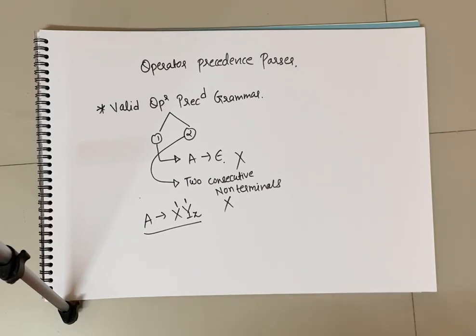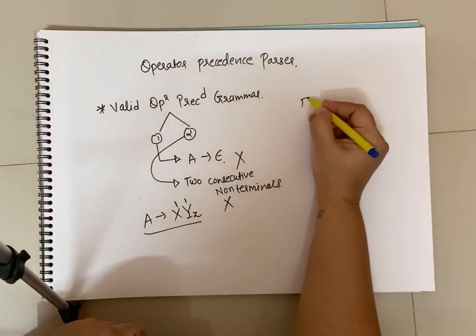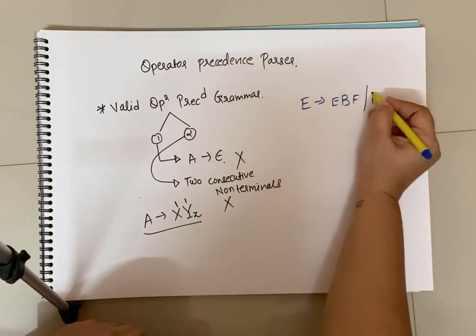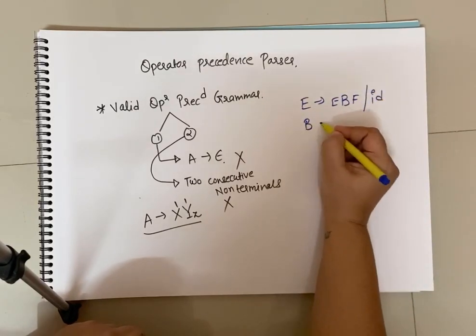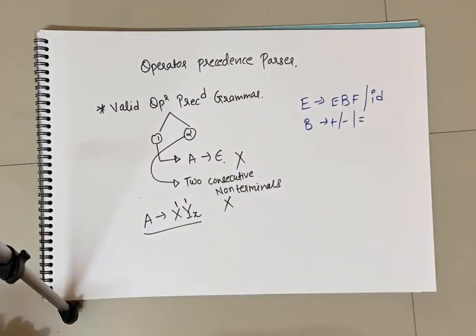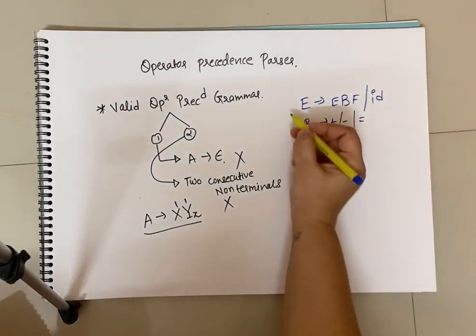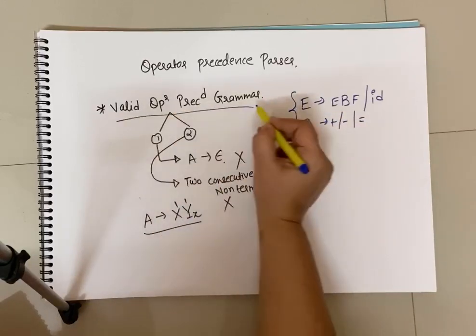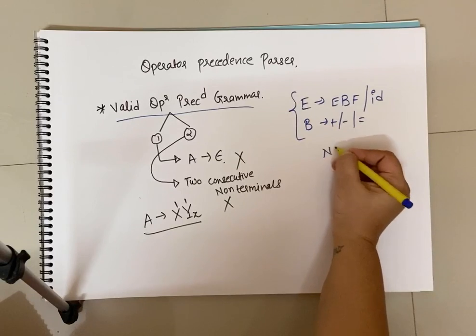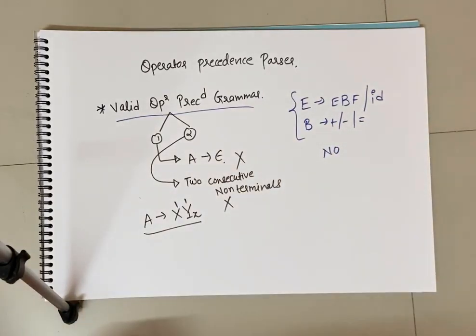Let us understand the two conditions with examples. Suppose I have a grammar like this: E derives E B E or ID, where B derives plus, minus, equal to. And if I ask you whether the given grammar is a valid operator precedence grammar or not, what will be the answer? The answer is no. It is not a valid operator precedence grammar.